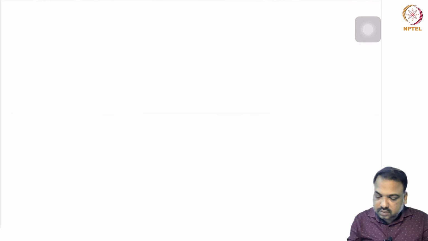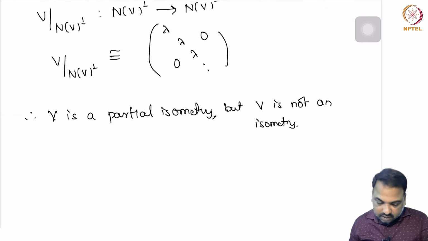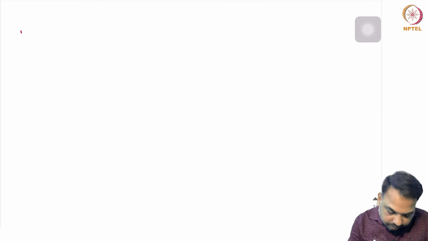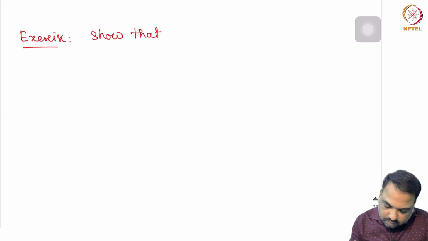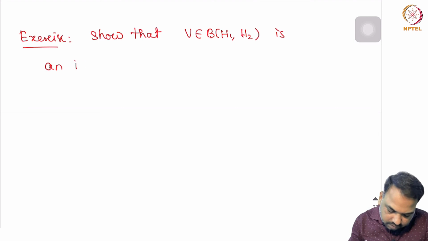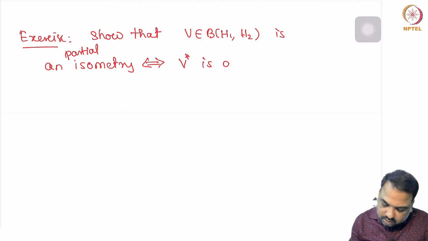Okay, now we can ask what will happen if V is a partial isometry. Can we say that V star is also a partial isometry? We have seen that whenever an operator is an isometry, its adjoint need not be an isometry. We have seen an example: the right shift operator on L2 is an isometry, but its adjoint, the left shift operator, is not an isometry. But surprisingly here we can easily show that V in B of H1, H2 is a partial isometry if and only if V star is also a partial isometry.